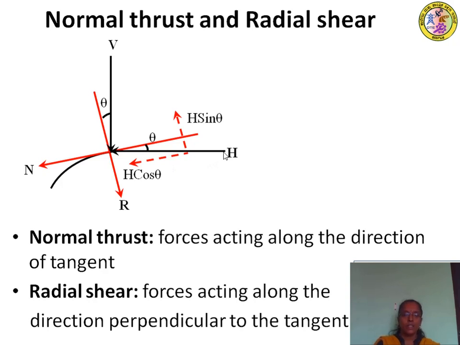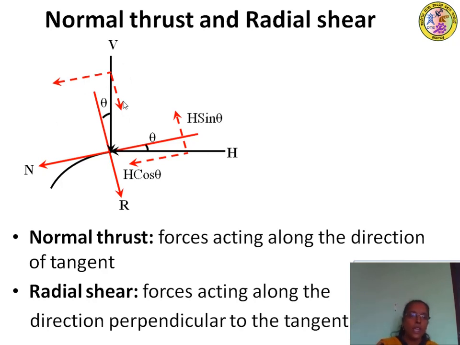It is in this direction, that means it is in the second quadrant, therefore the resolved components are in this direction. And now if you resolve this V along N and R, these are the directions of the resolved components of V along N and R.